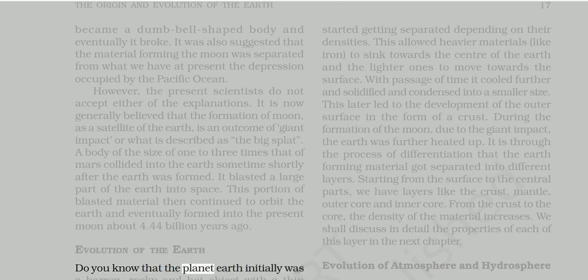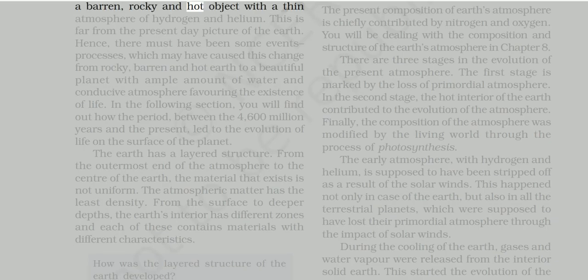Do you know that the planet Earth initially was a barren, rocky and hot object with a thin atmosphere of hydrogen and helium? This is far from the present-day picture of the Earth. Hence, there must have been some events or processes which caused this change from a rocky, barren and hot Earth to a beautiful planet with ample water and a conducive atmosphere favoring the existence of life. In the following section, you will find out how the period between 4,600 million years ago and the present led to the evolution of life on the surface of the planet.